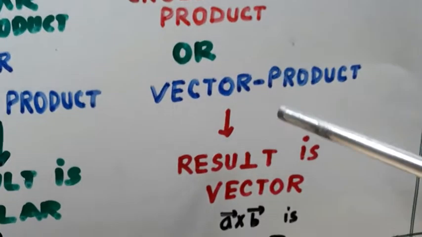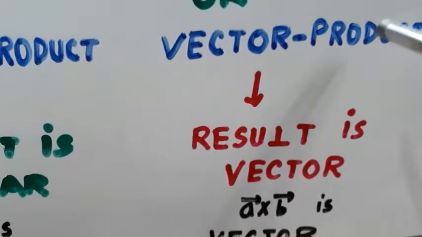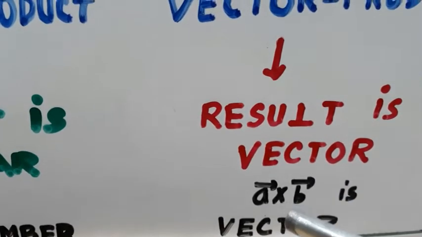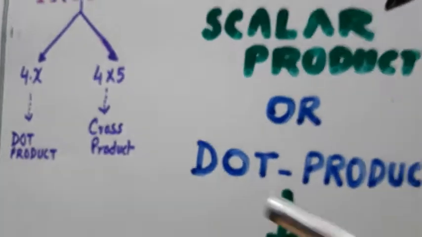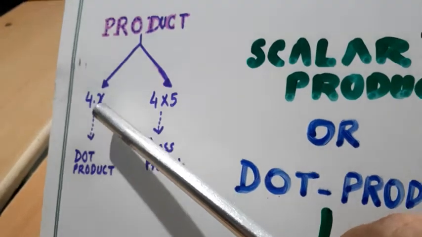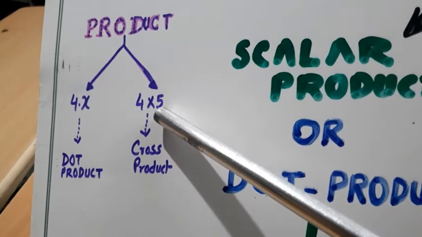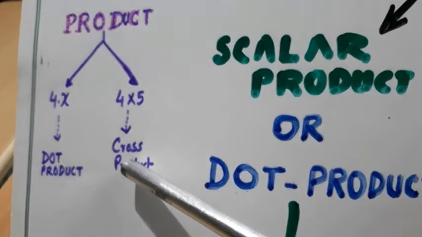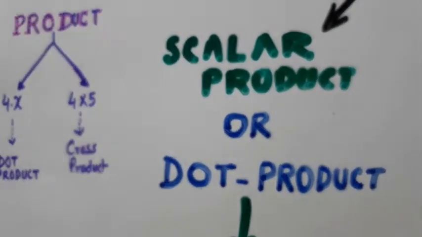In the case of vector product, result is a vector. That's why its name is vector product. So A cross B is a vector. Now, as I told you, that product can be written like 4 dot x or 4 cross 5. So this is the dot product and this is the cross product. Now let us go to the scalar product today.